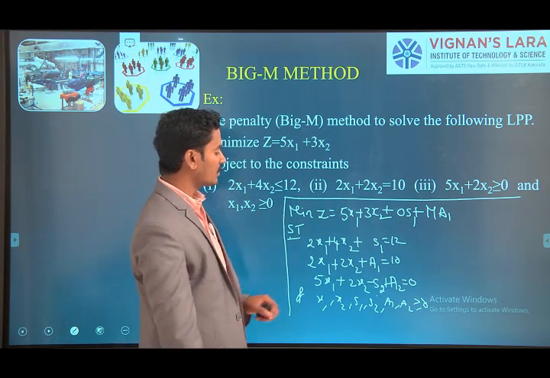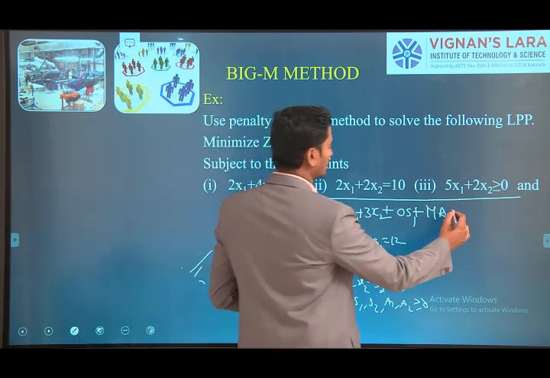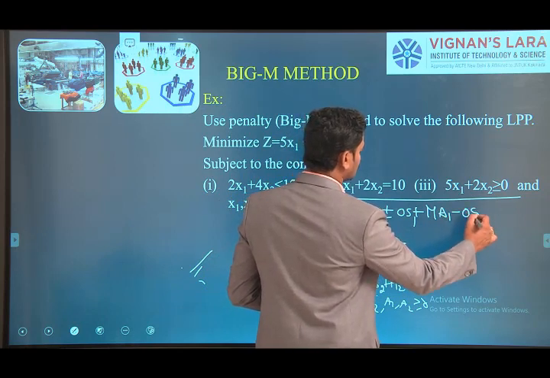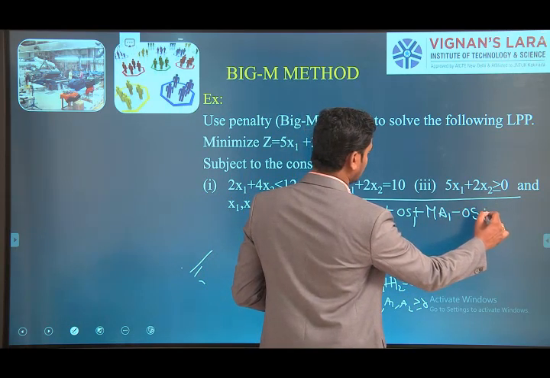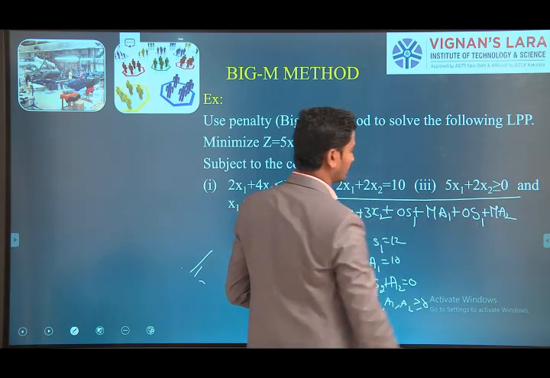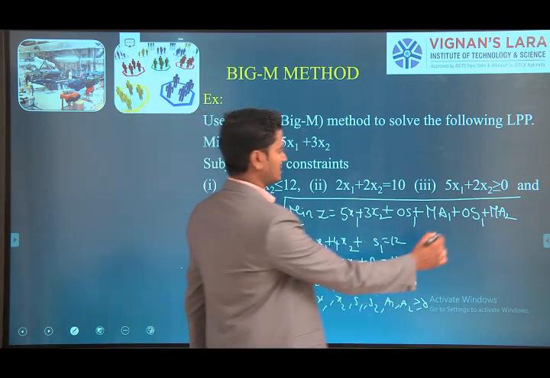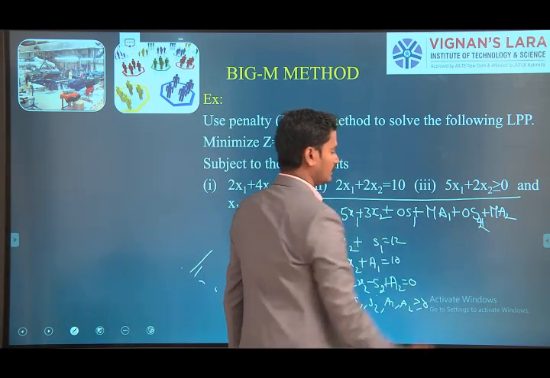Next, coming to the third constraint, here also we have the surplus variable and the artificial variable. Here 0 S2 plus M A2, we are taking. Okay.